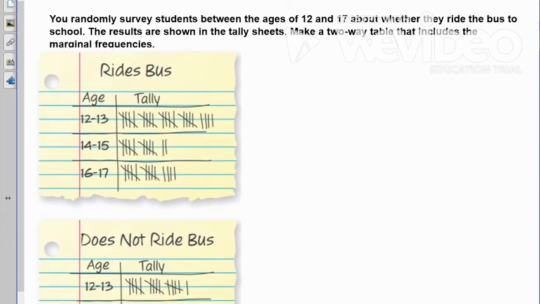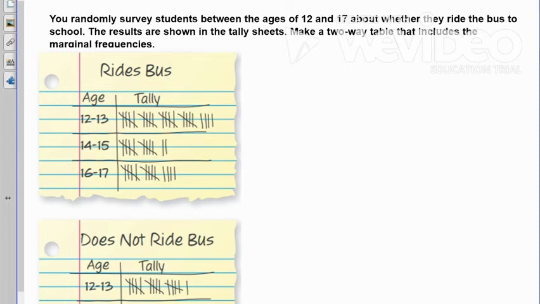So what we have is you randomly survey students between the ages of 12 and 17 about whether they ride the bus to school. The results are shown in tally sheets. So this is if you were to go around and ask, okay, how old are you and do you ride the bus? It looks like it was split into groups of 12 to 13-year-olds, 14 to 15-year-olds, and 16 to 17-year-olds. So your first column is going to be whether you ride the bus or not. And then the next thing is you're putting it into a category by age. So this is that example of you can have a 3, 4, 5, 6 wide answer response, just as long as you're able to compare the age consistently across your 2 data points.